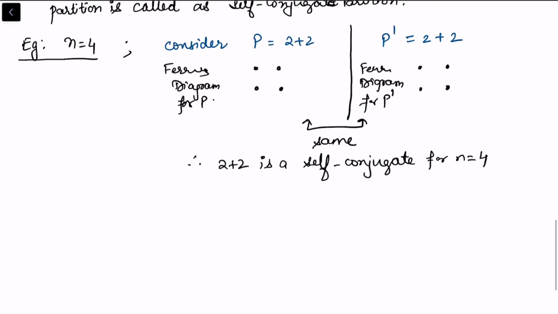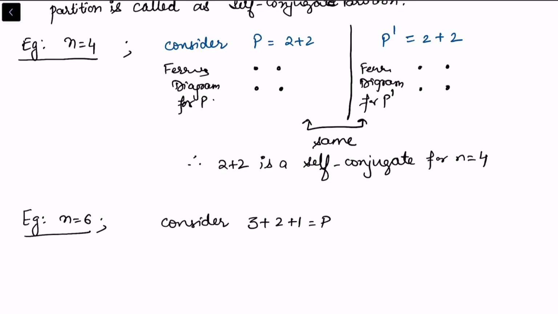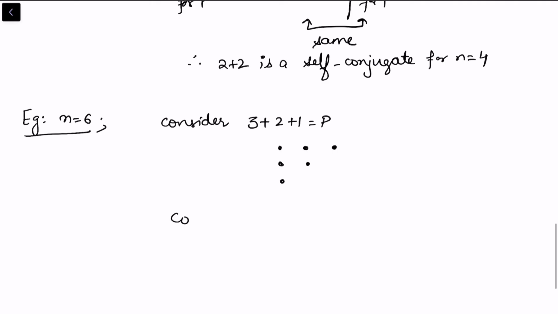We can take another example. Suppose I take n equal to 6, and in this case, say I consider the partition 3 plus 2 plus 1. Let's say this is the partition P, and if I draw the Ferrers diagram corresponding to this, it is 3 dots, 2 dots and 1 dot. And now I consider P dash, that is the P transpose, which means the conjugate of P.